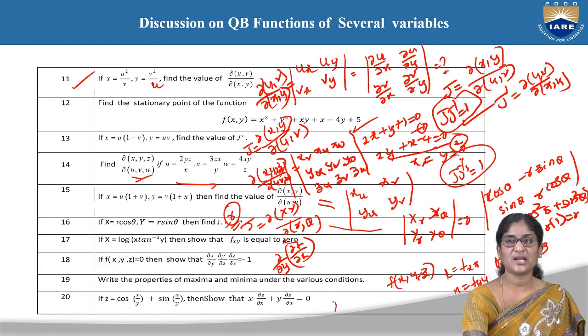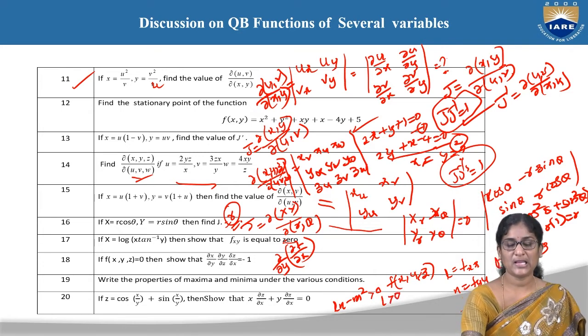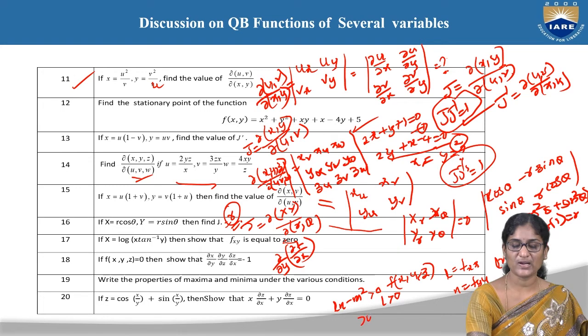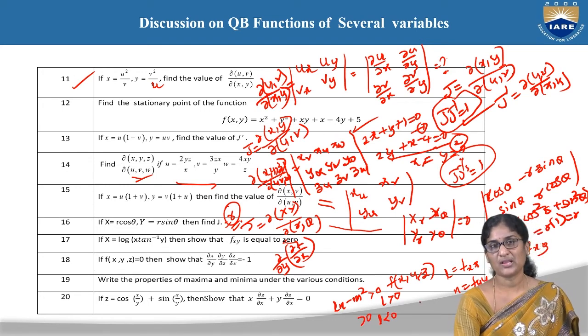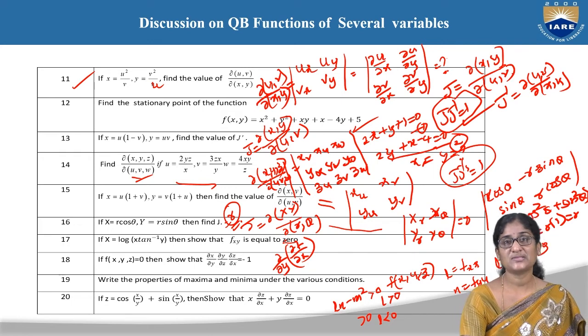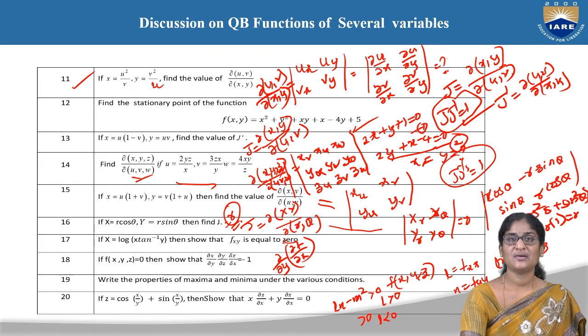Now we have to check the ln minus m square value. If it is greater than 0 and L is greater than 0, then the function will have a minimum value. If ln minus m square is greater than 0 but L is less than 0, then the function will have a maximum value. If ln minus m square is less than 0, then we will get a saddle point. If ln minus m square is equal to 0, then further discussion is needed, and an advanced method has to be used to find the maxima and minima.